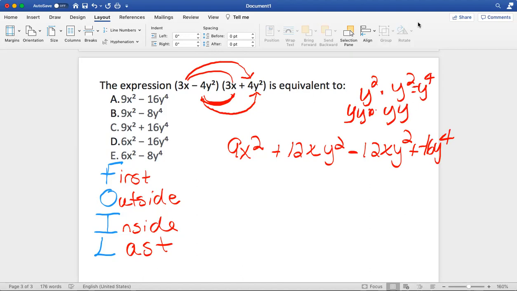So now that you've multiplied, guys, all you have to do is combine the like terms. Now, in combining the like terms, what should you notice? This term right here is exactly the same thing as this one. They're opposites of each other. So they get canceled out.